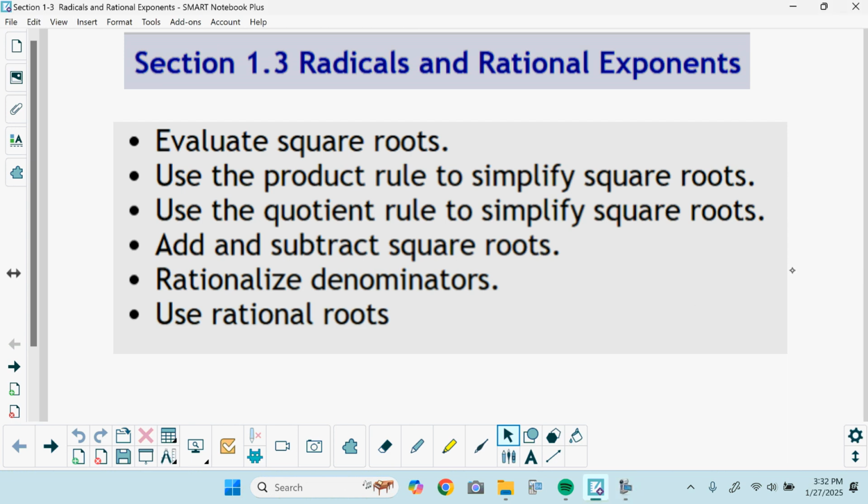Section 1.3, Radicals and Rational Exponents. In this section, we will evaluate square roots, use the product rule to simplify square roots, use the quotient rule to simplify square roots, add and subtract square roots, rationalize denominators, and use rational roots. This is part 1 video.